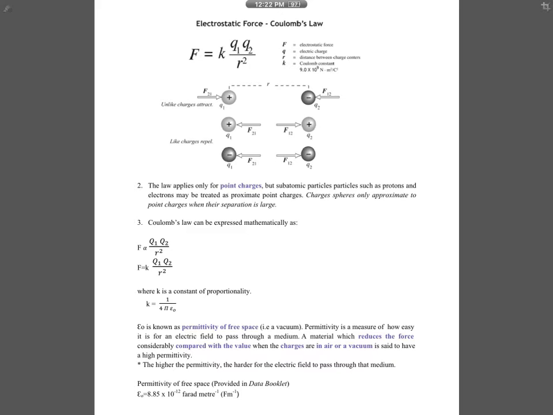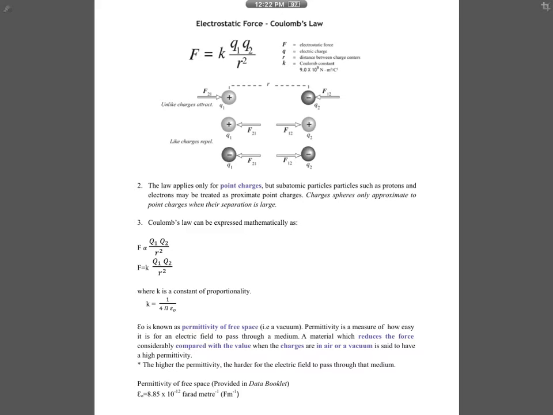So what is this epsilon naught? Now, epsilon by itself is just permittivity. Epsilon naught is the permittivity of free space. Free space is vacuum. So what does it mean by permittivity of free space? It means permittivity of vacuum.